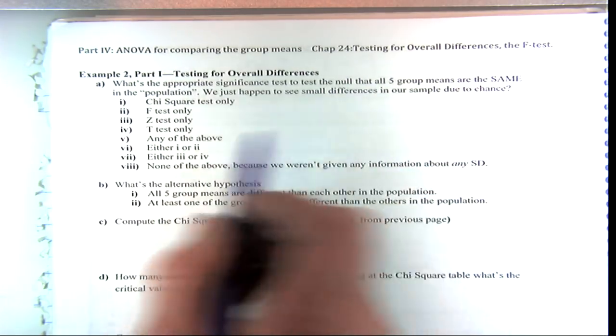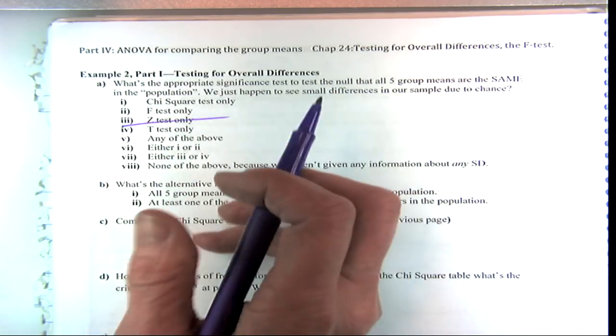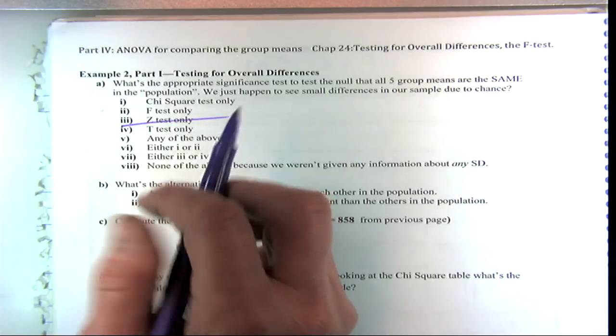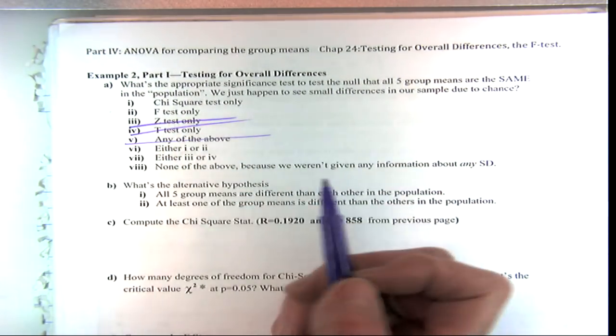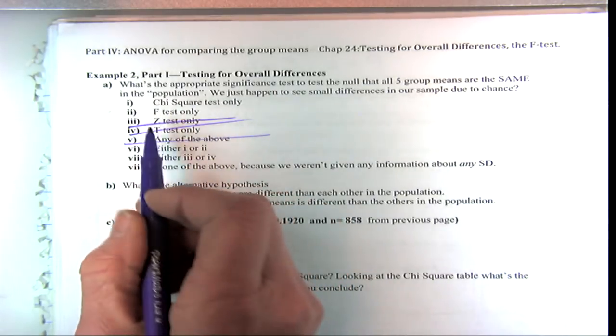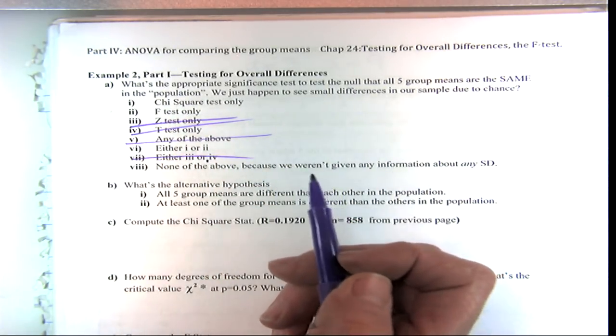What do you think it is? Do you think it could be a z-test? No way, because we have 5 groups. We could do a z-test with 2 groups. T-test, same thing, right? So that's any of the above, and that eliminates all of these.